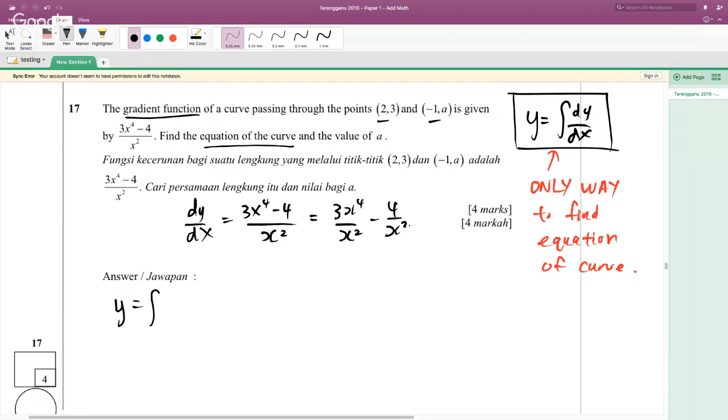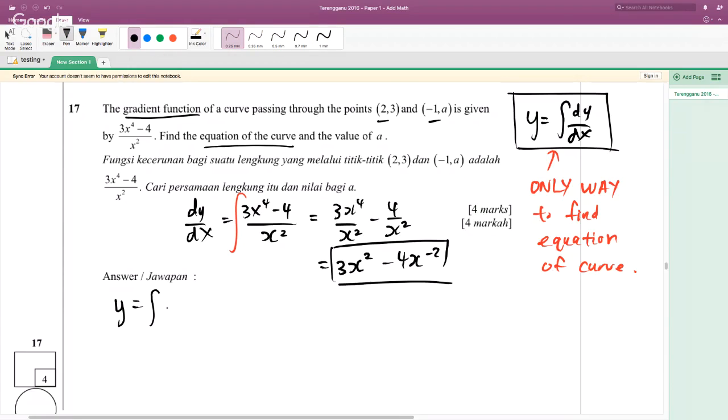Minus 4 over x squared. So this one basically means 3x squared minus 4x to the power of negative 2. Okay, I change into this pattern, then only I go to do integration. Because if you straight away integrate this one, there's no way you can do it. So you always need to simplify it. This is something quite crucial.